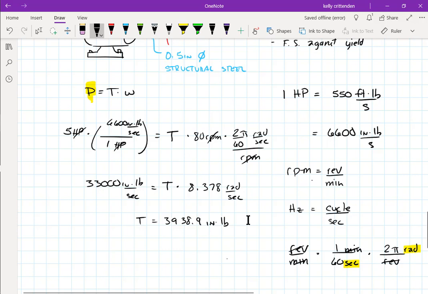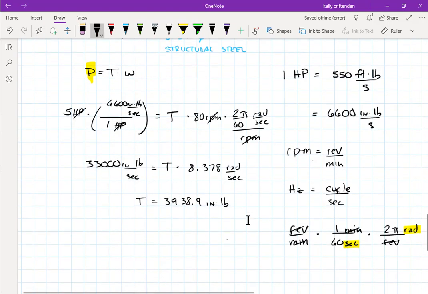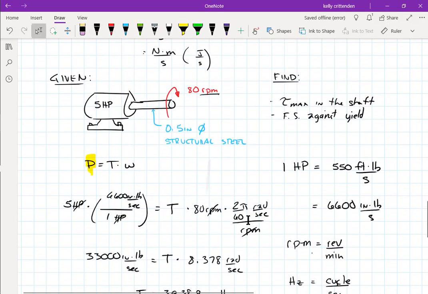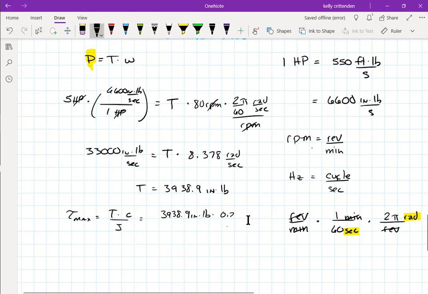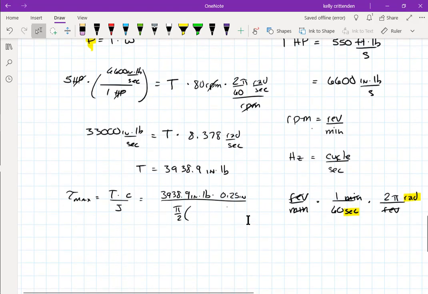Okay, what I really wanted to know was the maximum shear stress in the shaft and the factor of safety against yielding. So here's the torque. Now I can go to tau max equals T times C over J. T is the torque I just found, 3938.9 inch-pounds, times C. I said this was a 1/2 inch diameter, so the radius is 1/4 of an inch. J is pi over 2. I didn't say anything about it being a hollow shaft. I didn't draw it hollow or anything like that, so it must be a solid shaft.